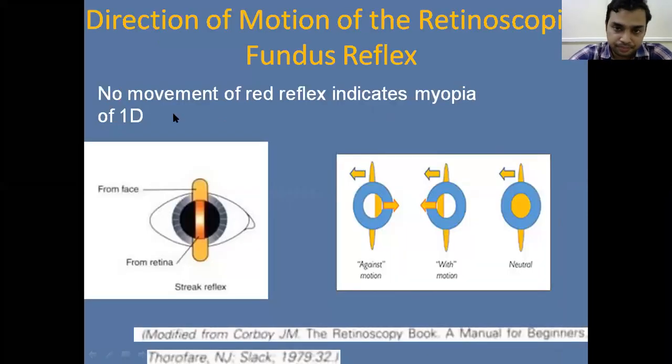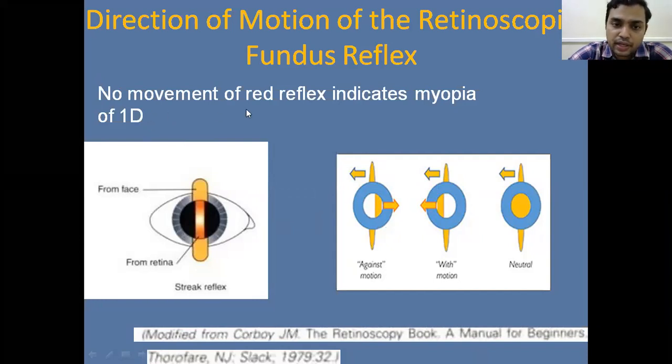Based on the direction of motion of the retinoscope light and the reflex in the pupil, we assess the refractive state of the patient. Here this is the red reflex from the retina. This is the reflex on the skin or face. And this is the reflex present in the pupil, which we observe.